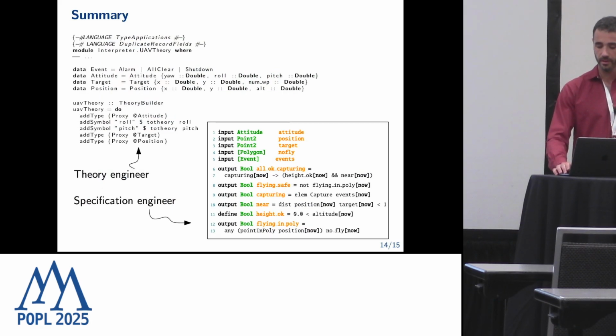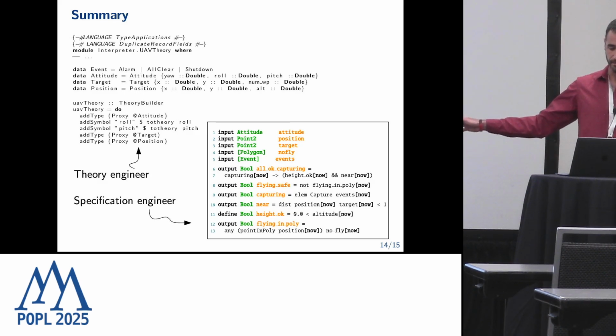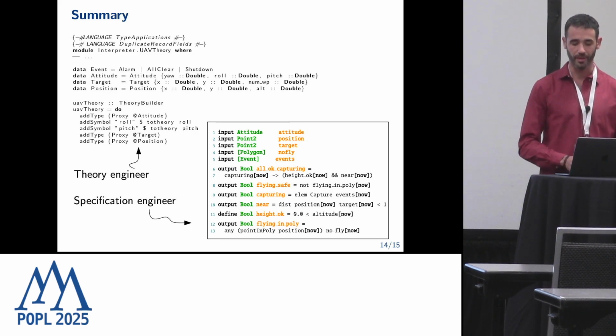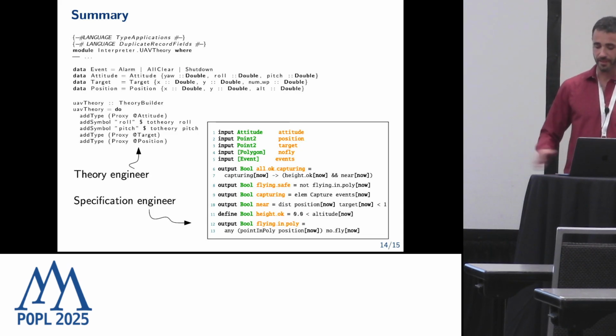So in summary, what we did in this job is introducing this middle player, which is the theory engineer that will write all the Haskell code with the data type for the application domain. And we have separated that role from the specification engineer, who is in charge of writing the specifications.